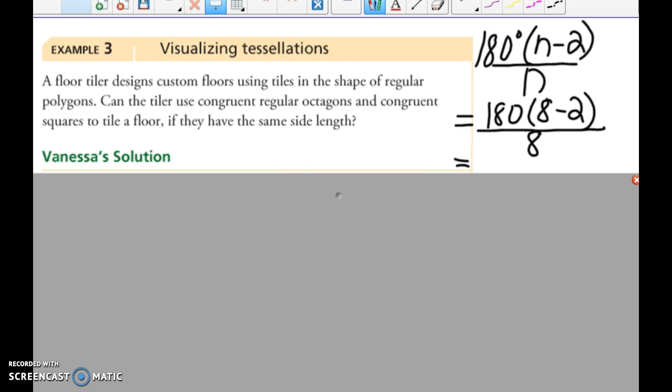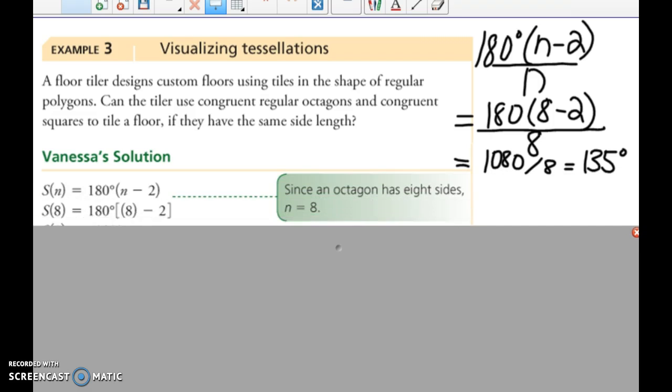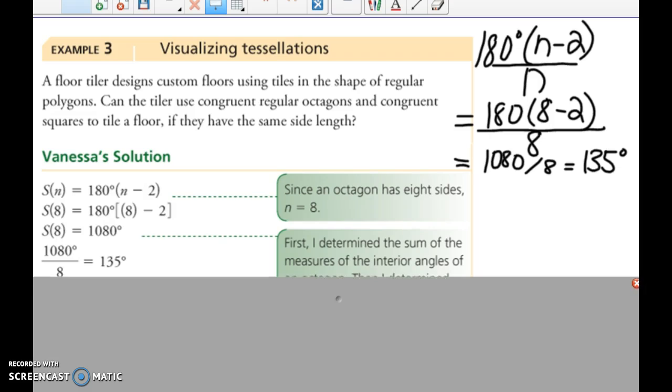And so we will be going 8 minus 2 is 6, times 180 is 1080, divided by 8 will give us 135 degrees. Okay, so the angles of an octagon are 135 degrees.